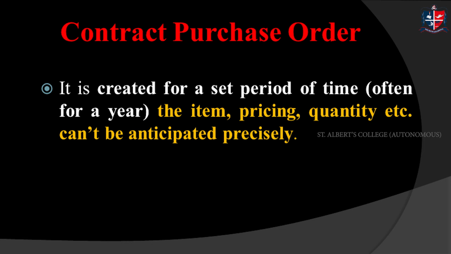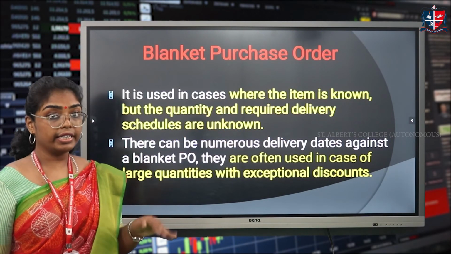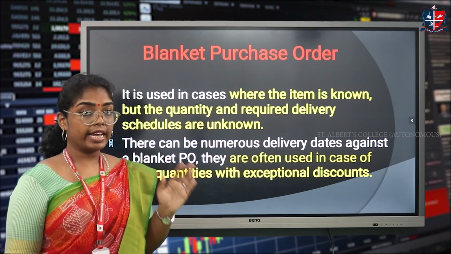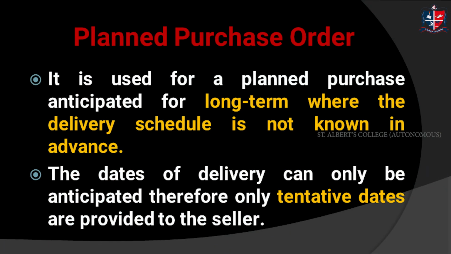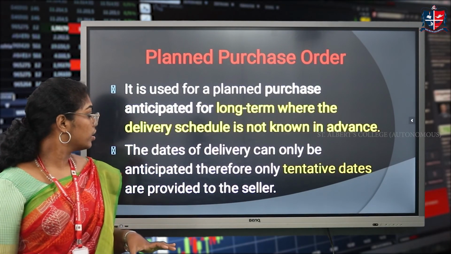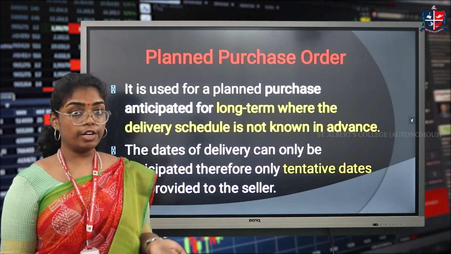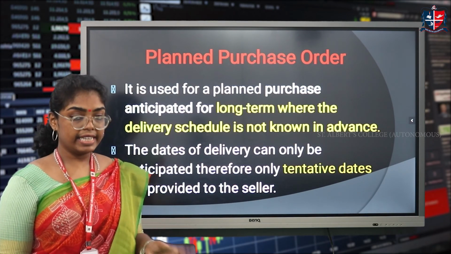The third one is blanket purchase order, which is used in the case of large quantities of products with exceptional discounts. Here, the details of the item will be known, but the quantity and required or estimated delivery dates will not be available. The last one is planned purchase order. It is something which is long term in nature. In this case, the delivery schedule, that is the dates of delivery, will not be known in advance. Only tentative dates will be mentioned.